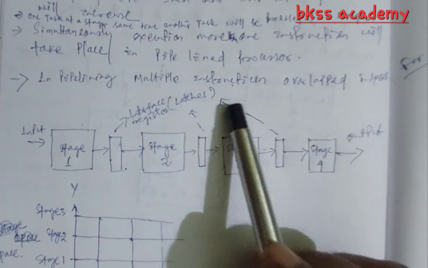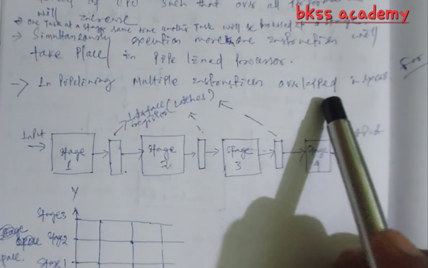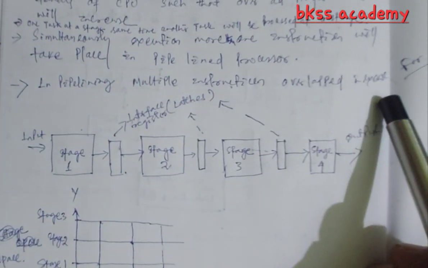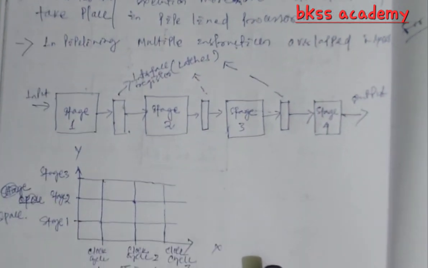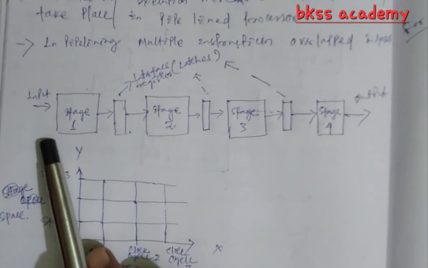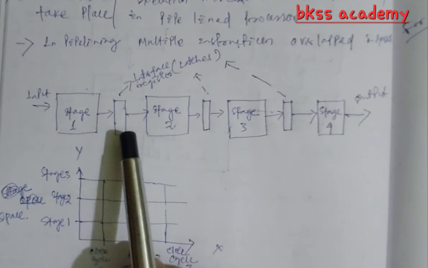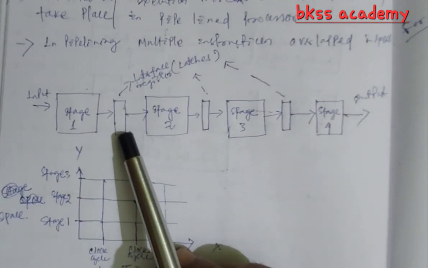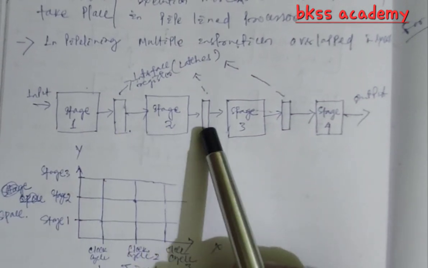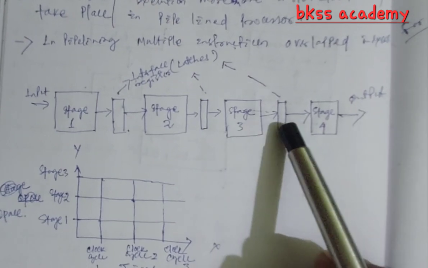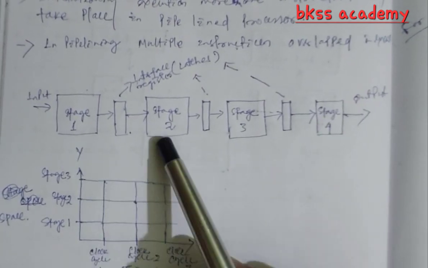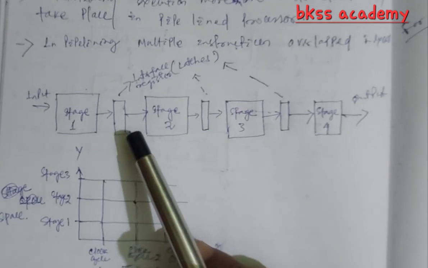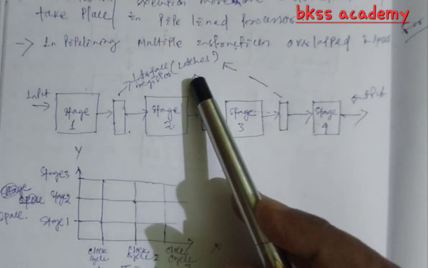In pipelining, multiple instructions overlap in execution. So in pipelining, multiple processes will be executed. One diagram is here: the input, stage 1, then the interface register, the latch. Stage 2, this is also a latch. Stage 3, this is a latch. Stage 4, then output. That means in between each stage in the CPU there will be an interface register, which is called a latch.